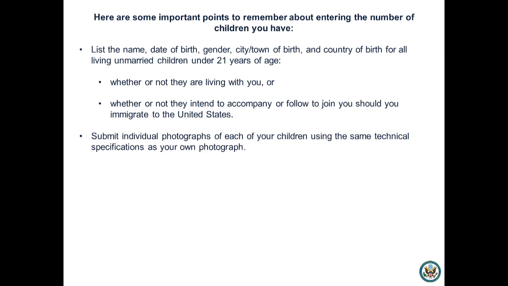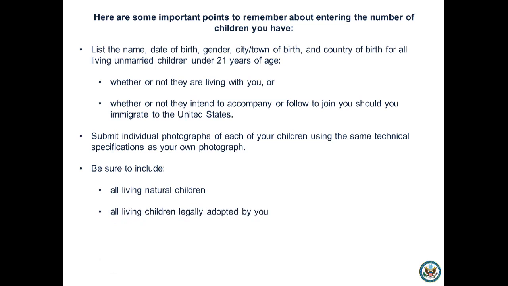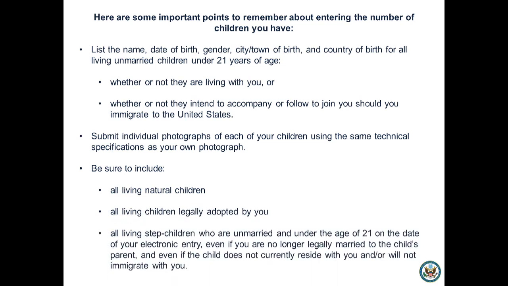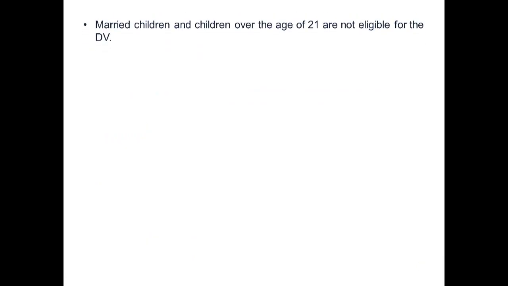Submit individual photographs of each of your children using the same technical specifications as your own photograph. Be sure to include all living natural children, all living children legally adopted by you, all living stepchildren who are unmarried and under the age of 21 on the date of your electronic entry, even if you are no longer legally married to the child's parent, and even if the child does not currently reside with you and/or will not immigrate with you. Married children and children over the age of 21 are not eligible for the DV.